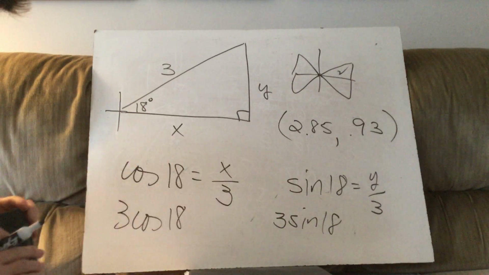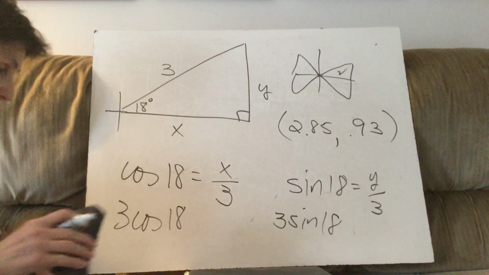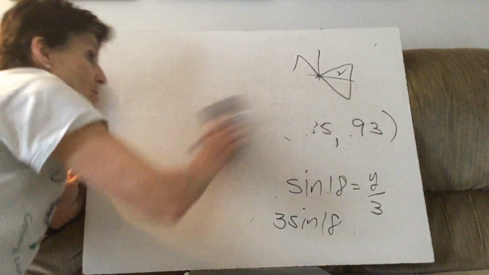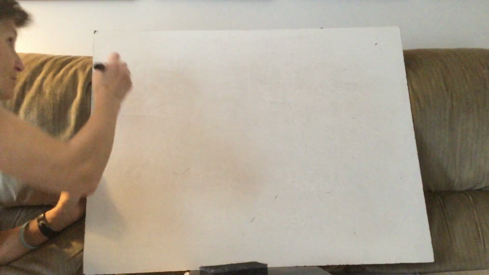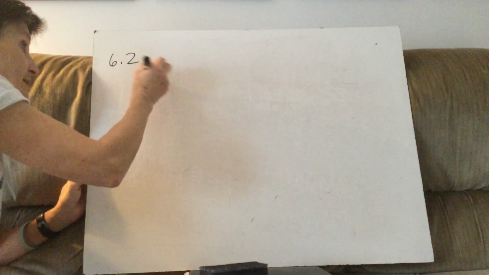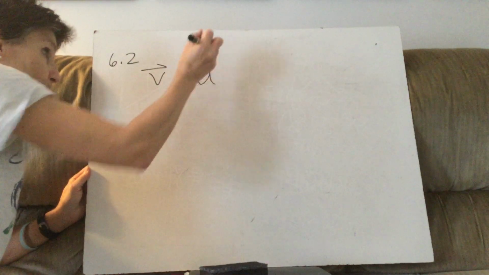Okay, now we're moving on to 6.2. We're not going to do a whole bunch in this, but we are going to get started in this section. So 6.2, we're going to do number 1, which says find v dot u.